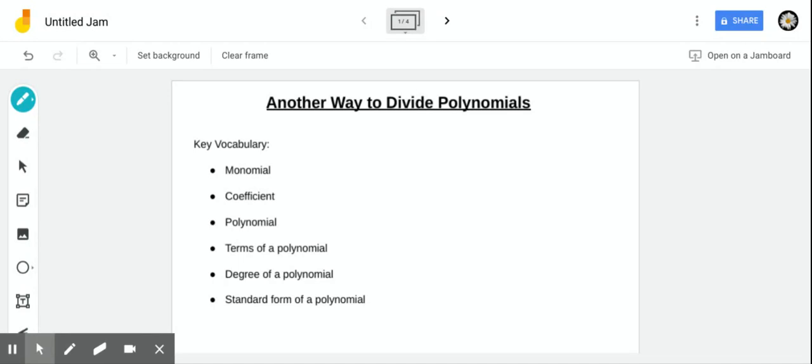Today we're going to talk about another way to divide polynomials. But before we get to that, I just want to go over some vocabulary that we're going to be using a lot this chapter. I just want to make sure you know what it is.